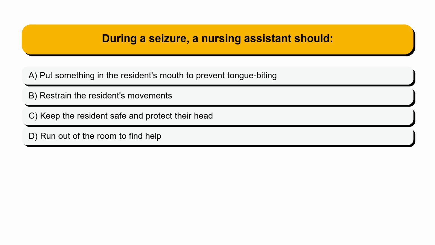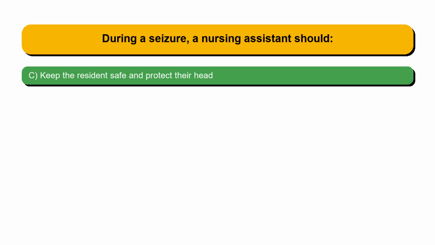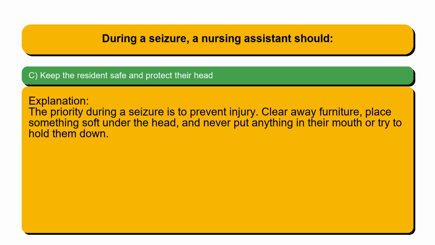Question 78. During a seizure, a nursing assistant should: Option A, put something in the resident's mouth to prevent tongue biting. Option B, restrain the resident's movements. Option C, keep the resident safe and protect their head. Option D, run out of the room to find help. The correct answer is option C, keep the resident safe and protect their head. The priority during a seizure is to prevent injury. Clear away furniture, place something soft under the head, and never put anything in their mouth or try to hold them down.